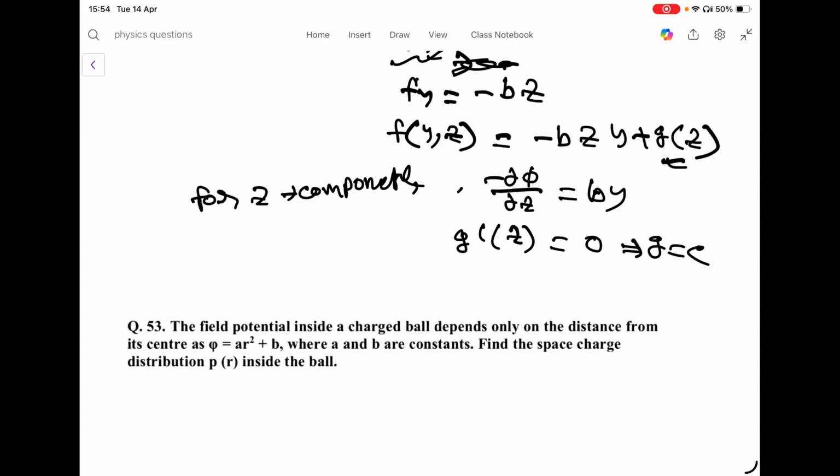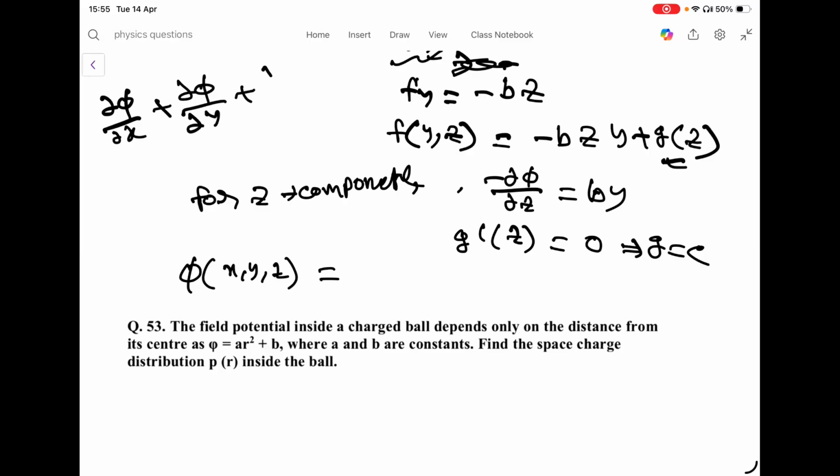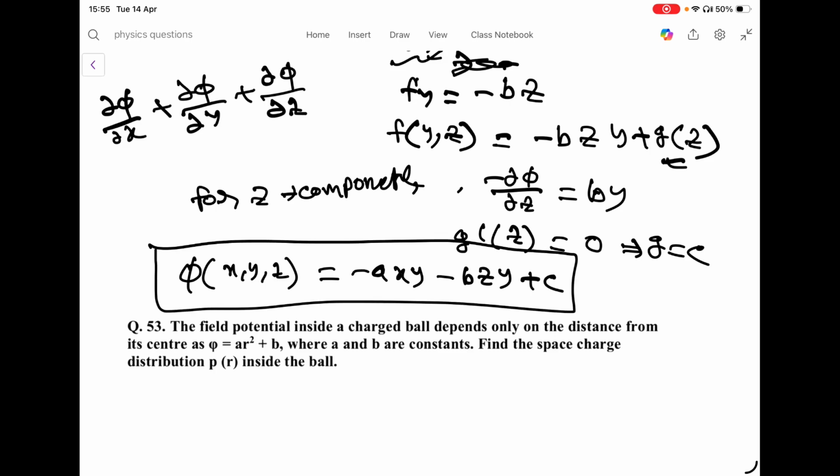So after that, for the potential in the form of phi of x comma y comma z, you add these three things, del phi by del x plus del phi by del y plus del phi by del z. You will get the final answer. So it will become minus axy minus bzy plus c. So this is your final answer, right?